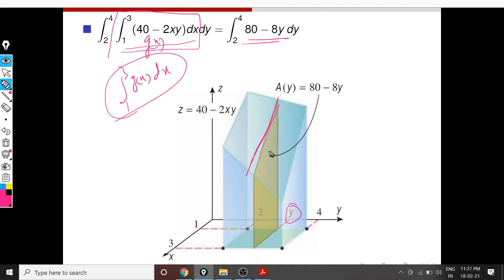So 80 minus 8y is the value of this blue area. It depends on y. Suppose y is here, then the area is like this. So naturally this area depends on y. Next we are going to integrate this areal element with respect to y. That means we are going to sum up all such areas in the y direction. That gives the volume of the same solid. That's why both integrations give the same value, 112, the same volume.